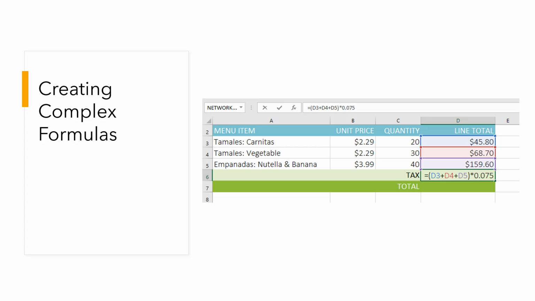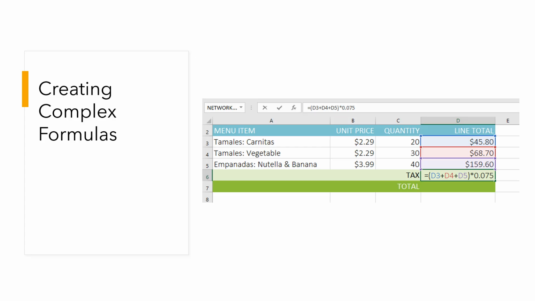So our sales tax is going to get calculated into cell D6. I've gone to D6 and told Excel I want you to add these 3 numbers together, and then multiply that total by 7.5%. Now I can do this in a variety of different ways in terms of the percentage, but in this example, I use my brackets.